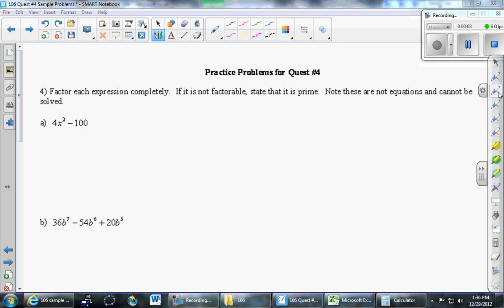This is problem number 4 on the practice problems for quest number 4. Factor each expression completely. If it is not factorable, state that it is prime. Note that these are not equations and cannot be solved. Part A, 4x squared minus 100.